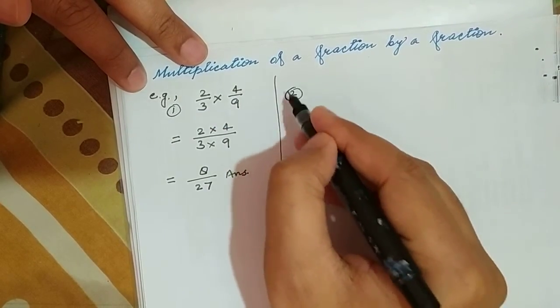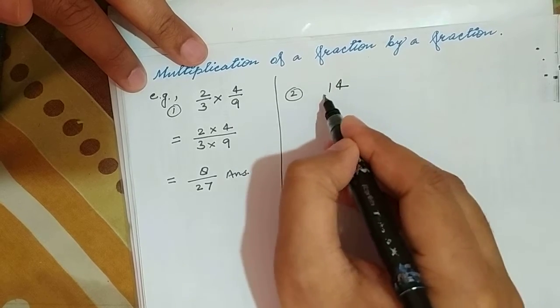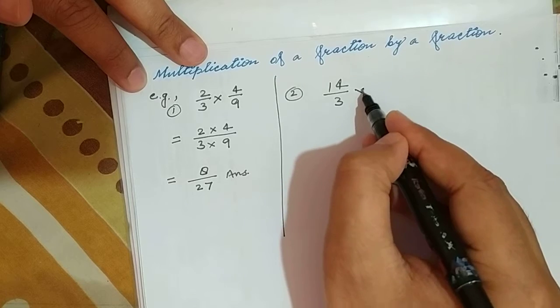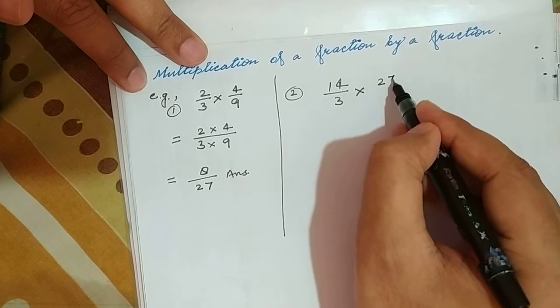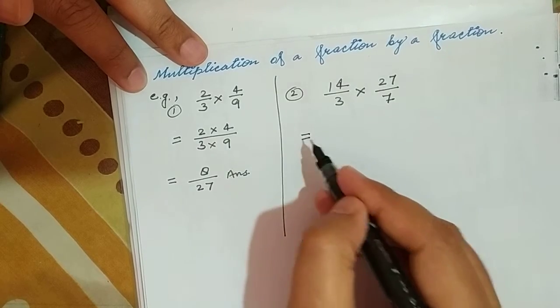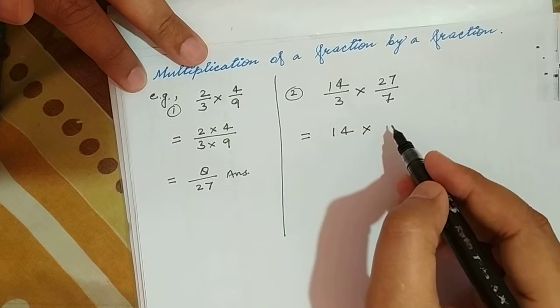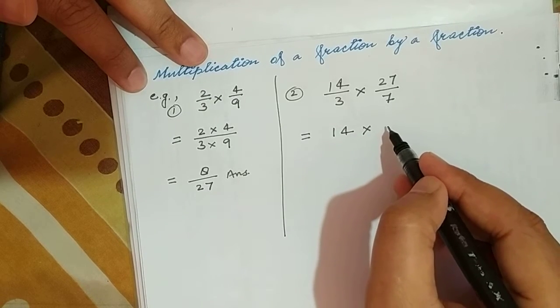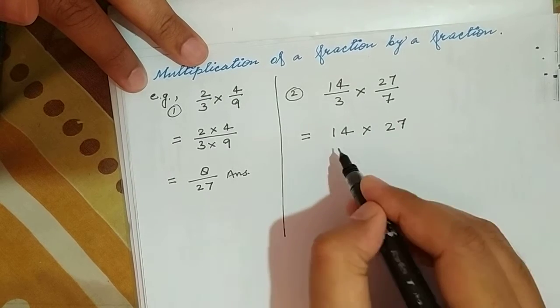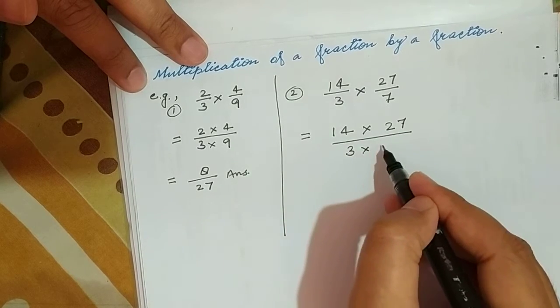One more example we are taking. Suppose 14/3 into 27/7. So product of numerator 14 into 27 whole divided by 3 into 7.